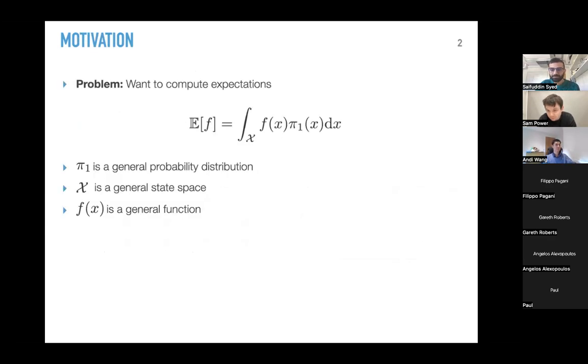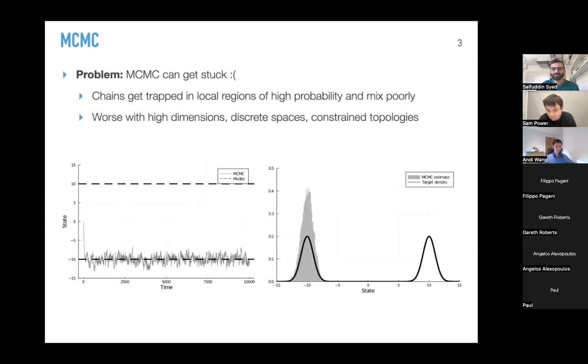itself. But in practice, that turns out to be problematic, or it doesn't work as well as we want it to. The chains get trapped exploring local regions of high probability, and they often get stuck exploring one particular mode, and they start to mix poorly.